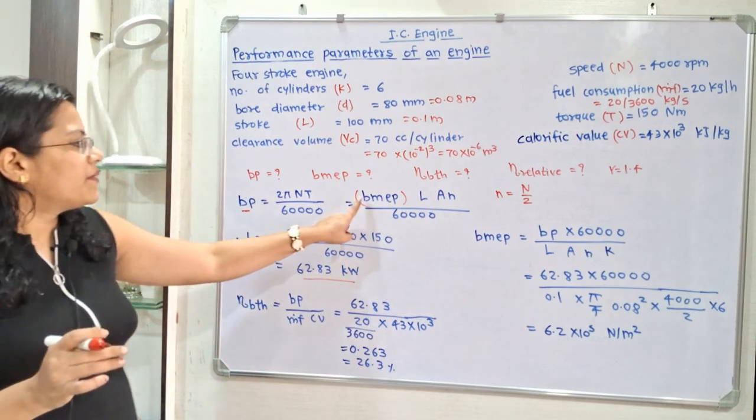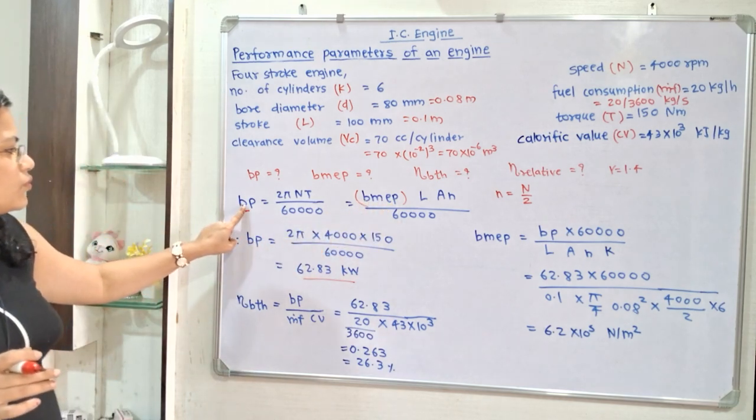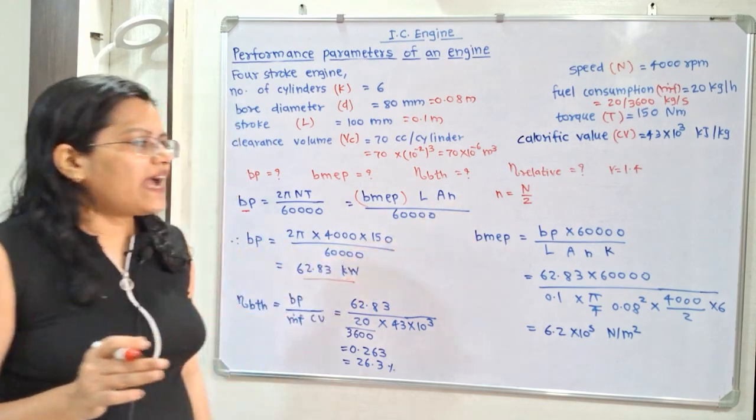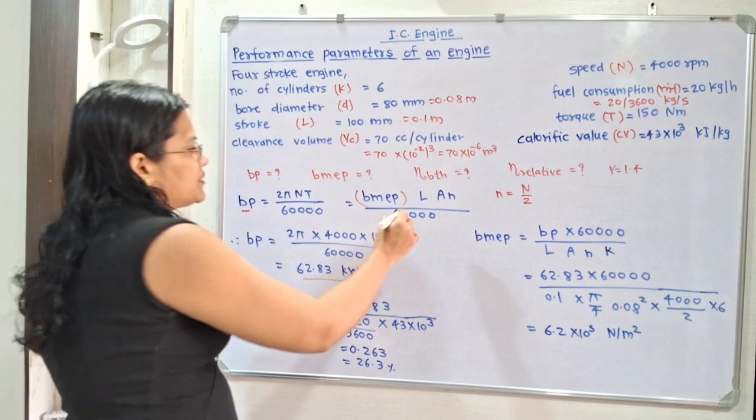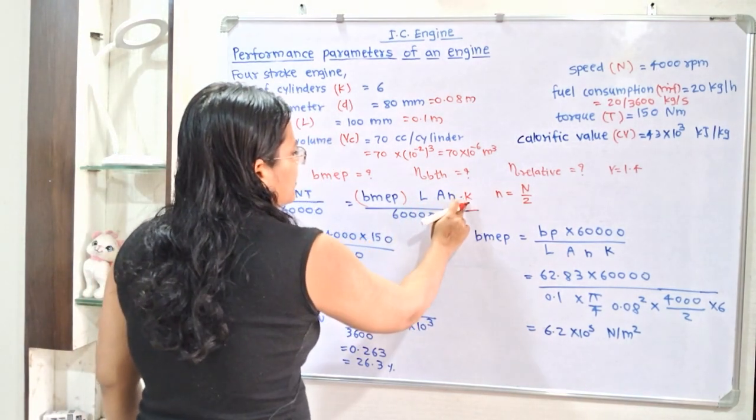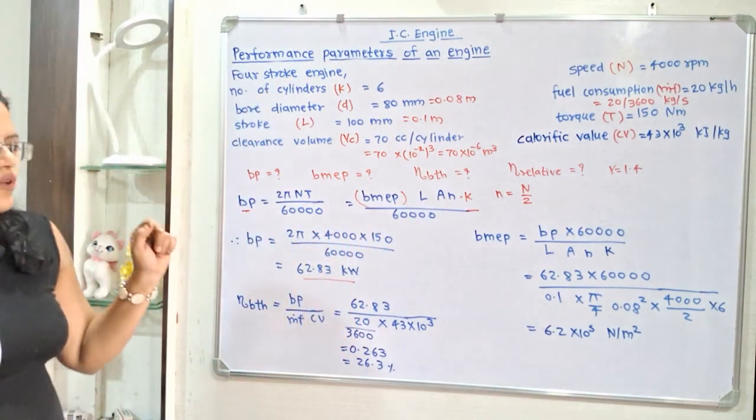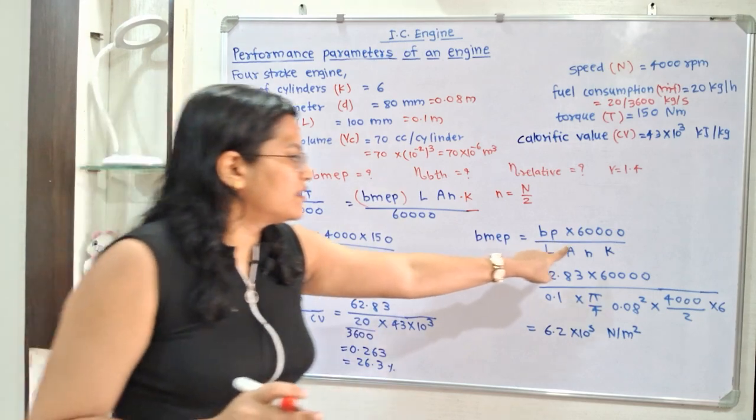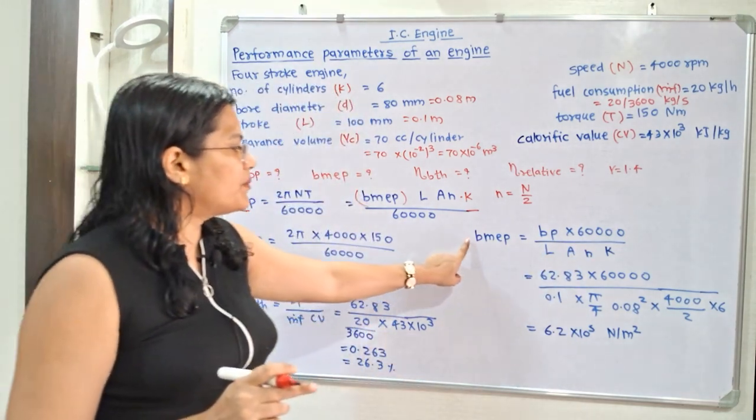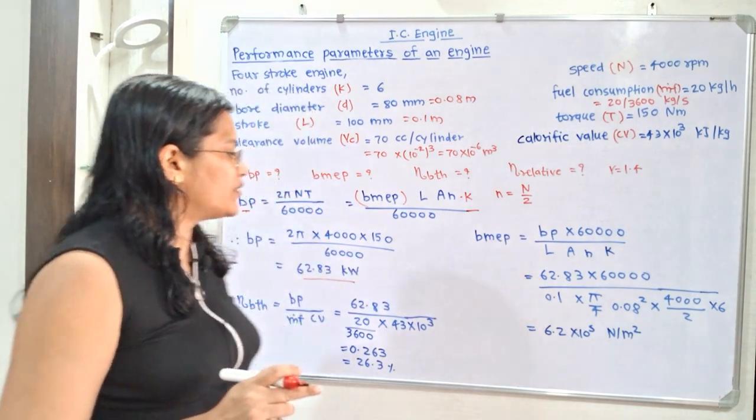So how to get brake mean effective pressure: it is equal to BP into 60,000 divided by LAN, and we have to multiply here with the number of cylinders K, because this is the formula for a single cylinder, but whenever there are multiple cylinders we have to multiply with K. So we will take this K.